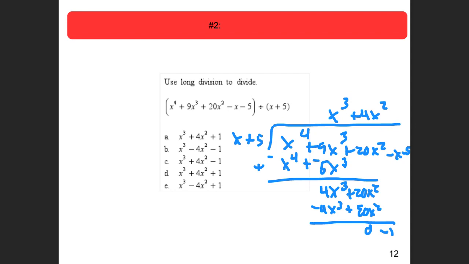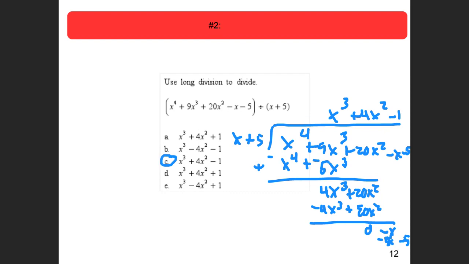So x times what gives me negative x? That's going to be negative 1. That's going to be negative x minus 5. If I add straight down, it's going to cross off. So my answer is just x to the third plus 4x squared minus 1. I'm going to go with letter C for that one.